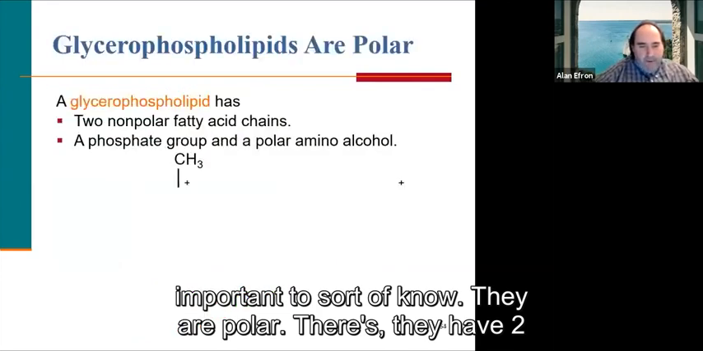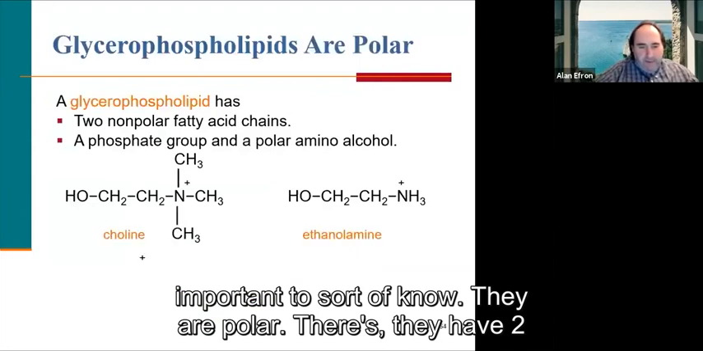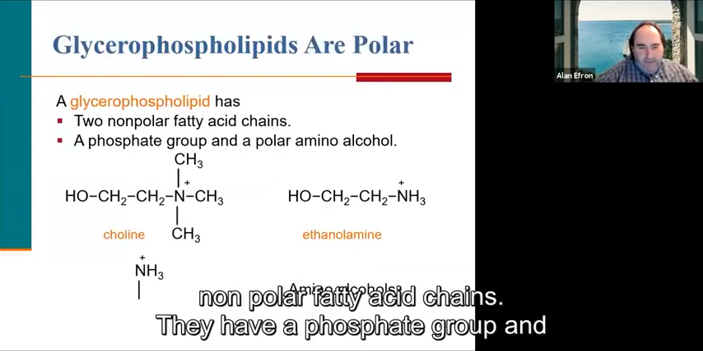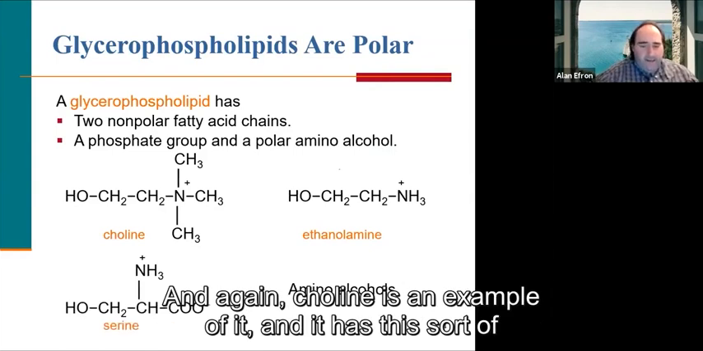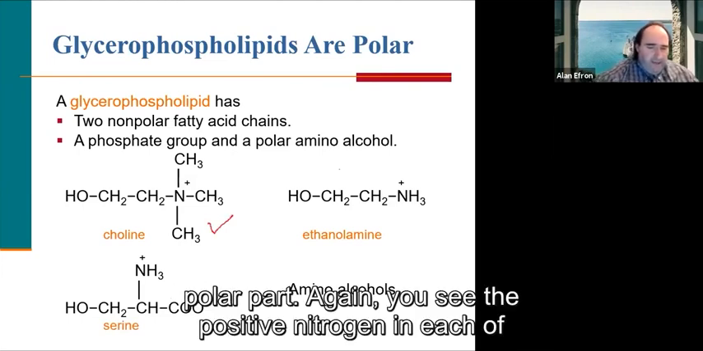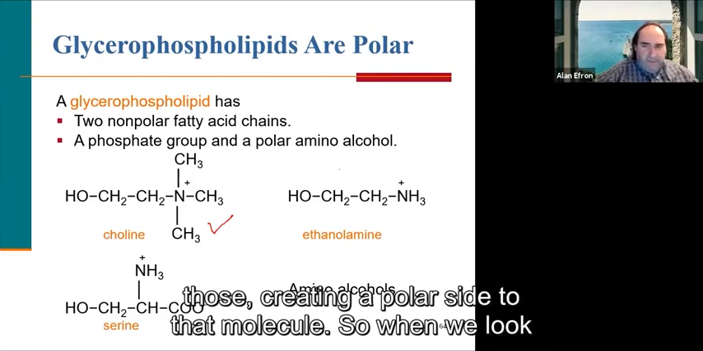They are polar. They have 2 non-polar fatty acid chains. They have a phosphate group and an amino alcohol. Here are some examples of amino alcohols, and again, choline is an example. It has this polar part. You see the positive nitrogen in each of those, creating a polar side to that molecule.